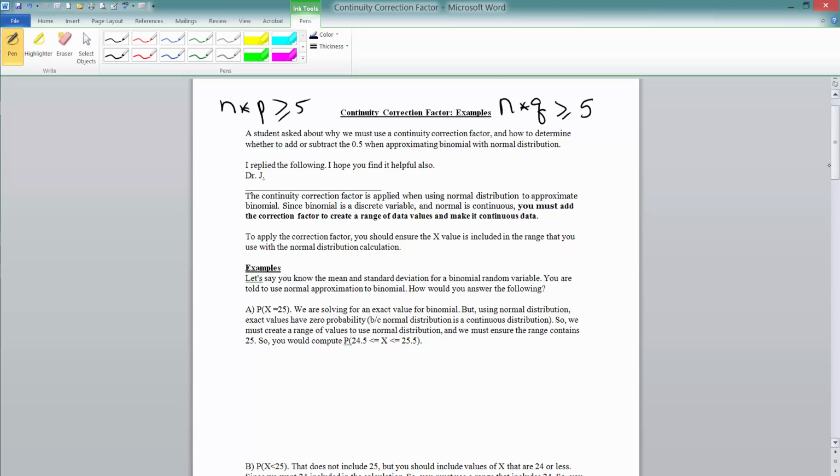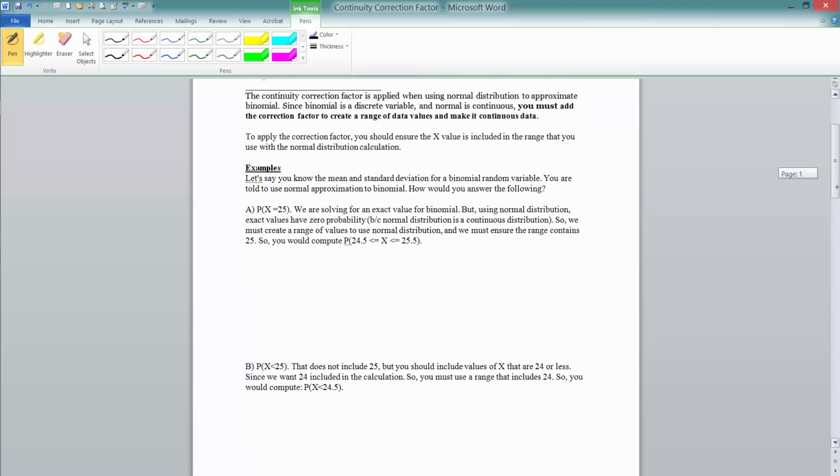So because of that, for a continuous distribution, we need to consider a range of values, and then determine the probability for that range of values for the variable. So let's go ahead and use this example. The first one says probability that x is equal to 25.